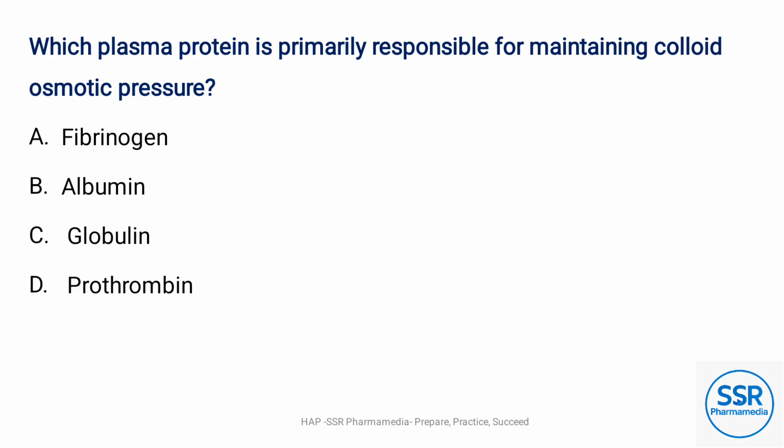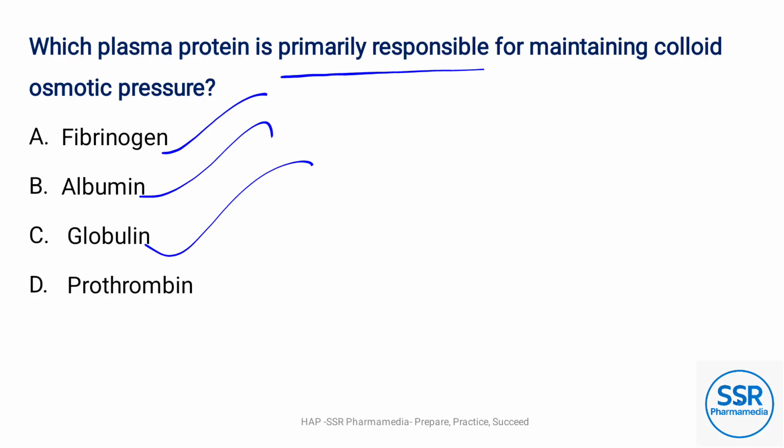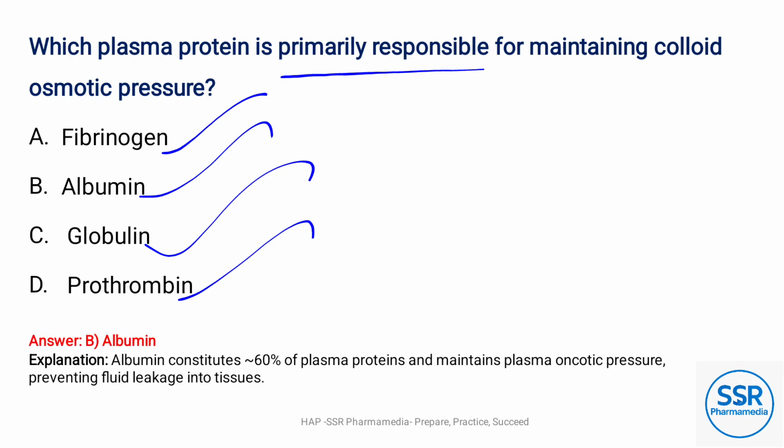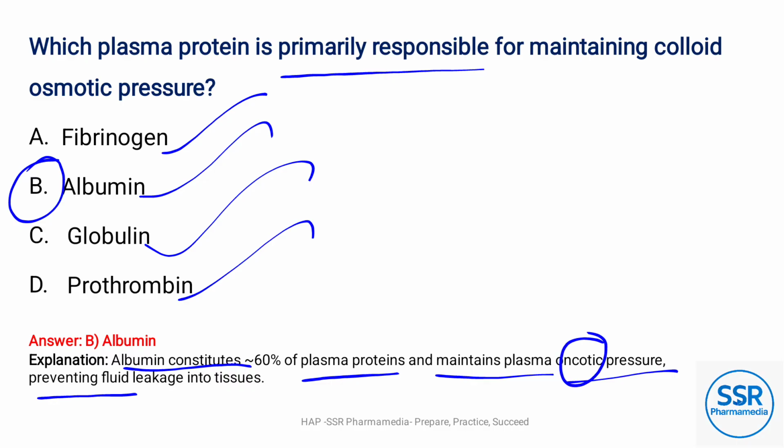Which plasma protein is primarily responsible for maintaining colloid osmotic pressure? Option A, fibrinogen. Option B, albumin. Option C, globulin. Option D, prothrombin. For colloid osmotic pressure, option B, albumin, is the answer. Albumin constitutes 60% of plasma protein and maintains plasma oncotic pressure, preventing fluid leakage into tissue.